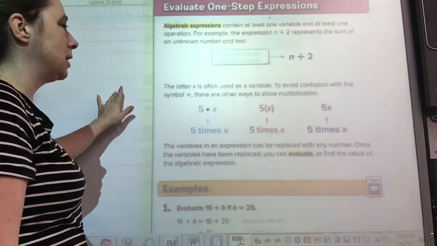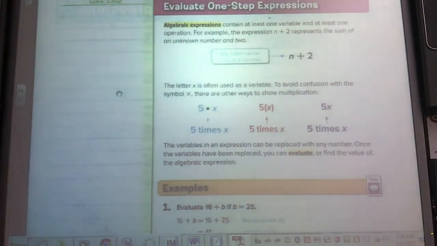Algebraic expressions contain at least one variable and one operation. For example, n plus 2. Okay, the letter x is often used as a variable.